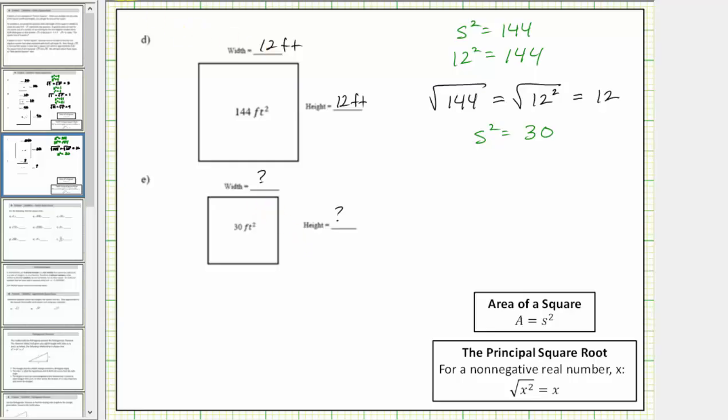value right now. If we were asked to determine the square root of 30, because 5 squared equals 25, we know this value must be greater than 5, and because 6 squared equals 36, we know this value must also be less than 6. For right now, we'll go ahead and leave it at that.